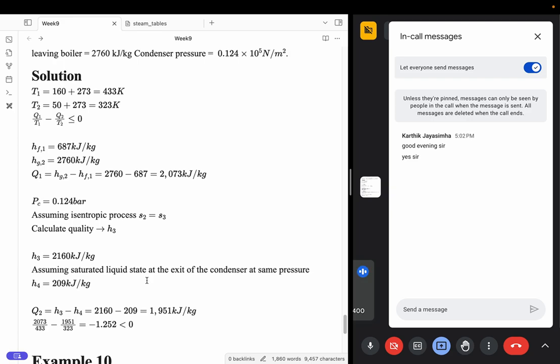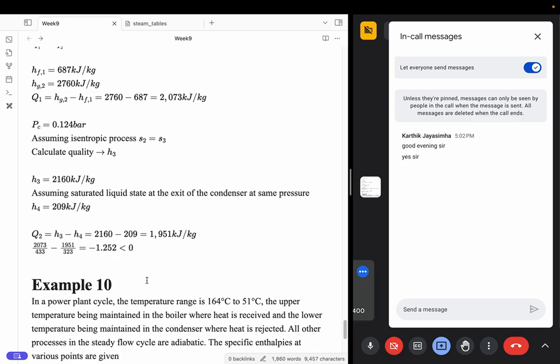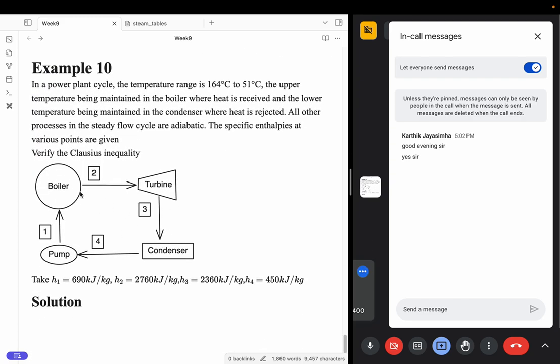Yeah, friction is there. So where do you think we accounted for friction in the calculations that we have done now? Throttling is used in a refrigeration cycle. In this cycle there is no throttling. So you have a boiler, turbine, condenser, and a pump. In a refrigeration cycle you have a throttle.